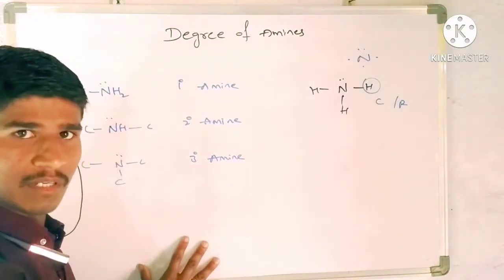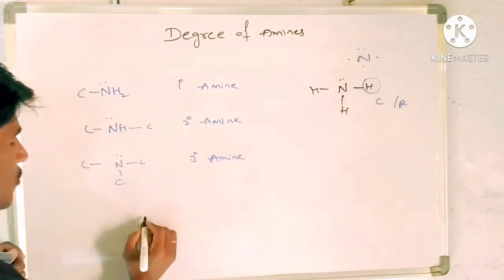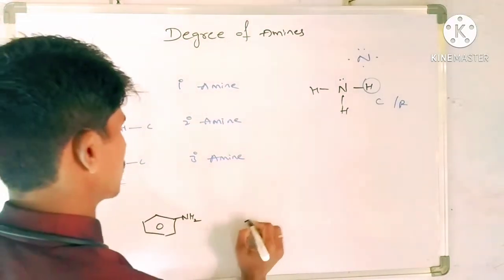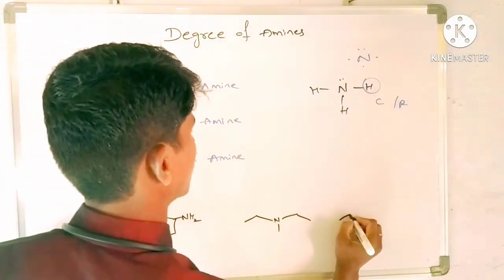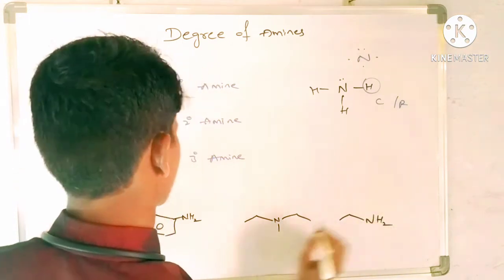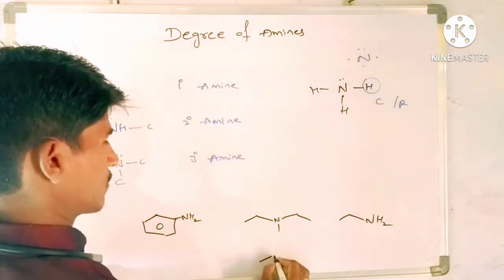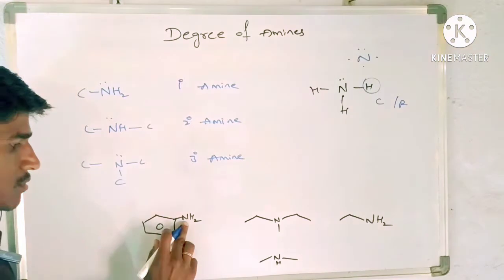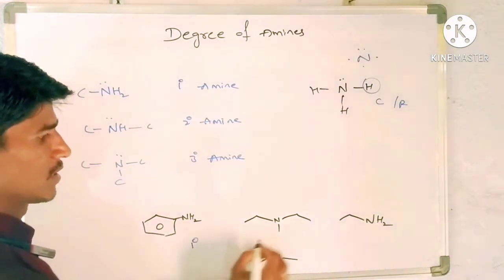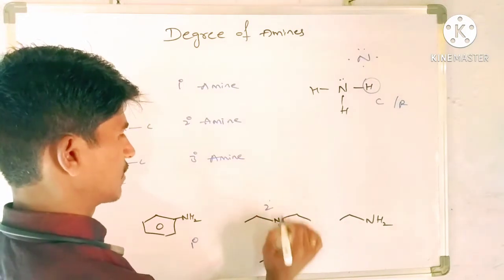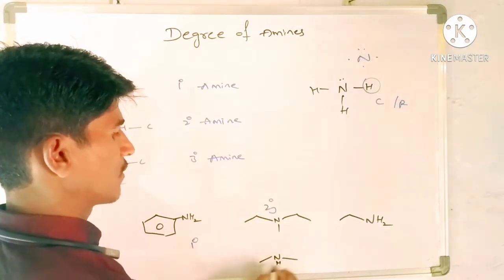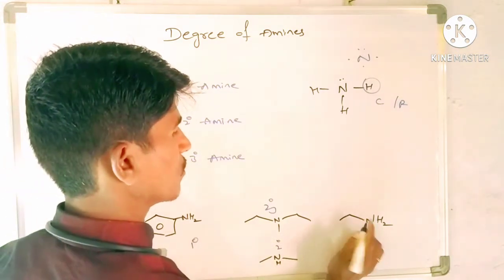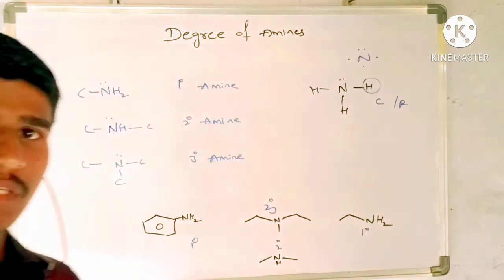Now find out whether these given amines are secondary, primary or tertiary. Here, this nitrogen is attached to only one carbon, so this is a primary amine. Nitrogen attached to three other carbons is a tertiary amine. Nitrogen attached to only two carbons is a secondary amine. Nitrogen attached to only one carbon is a primary amine. These are about the amines.